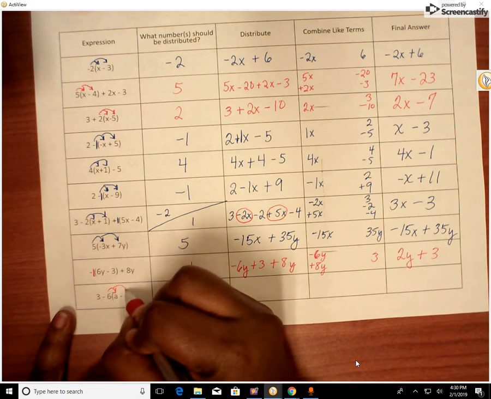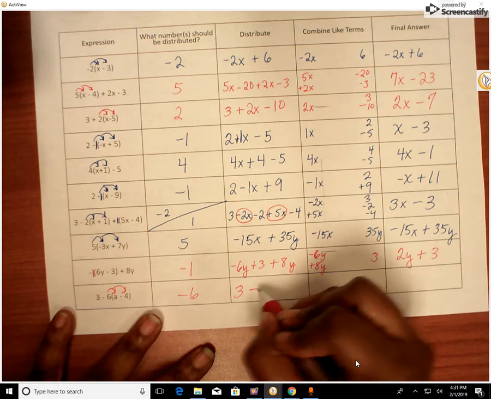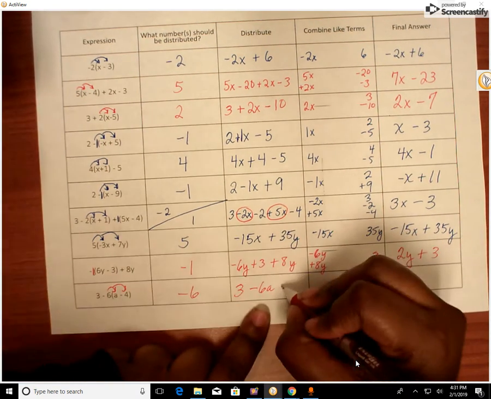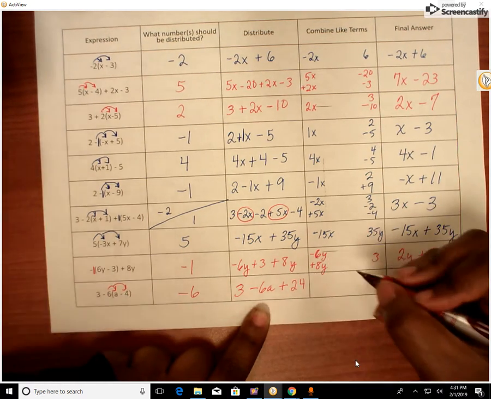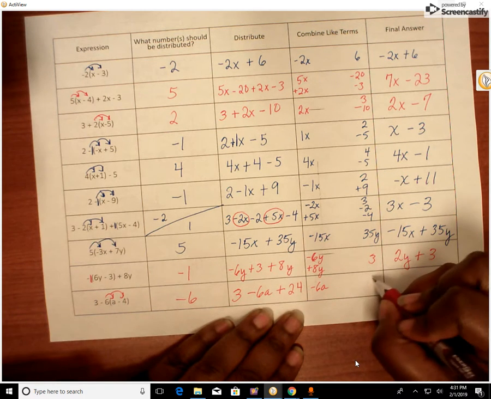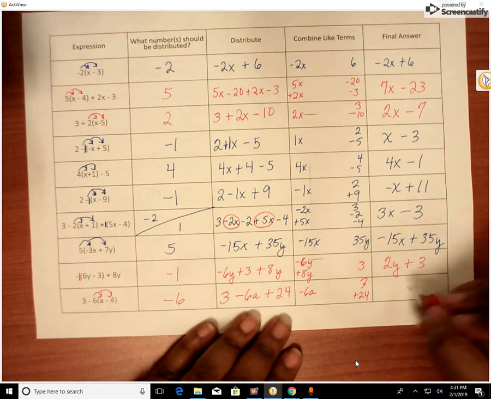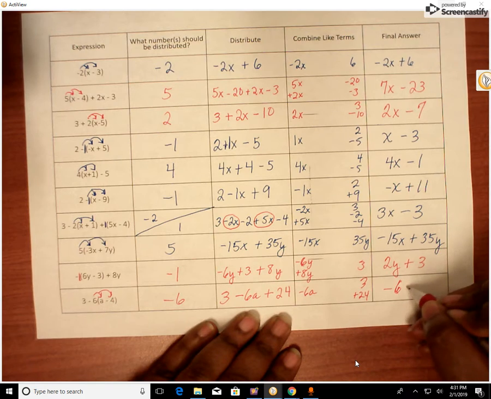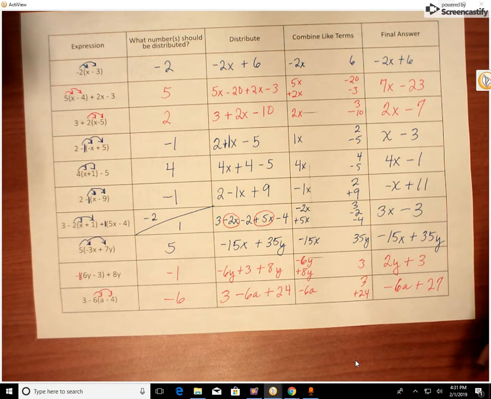So here we have a negative 6. That gave us 3 minus 6a, because the a was positive. The 4 is negative, so we're not going to leave that negative. We're going to leave that positive 24. So negative 6a is the only a we have. 3 plus 24 is 27. So negative 6a plus 27. And that is distributive property.